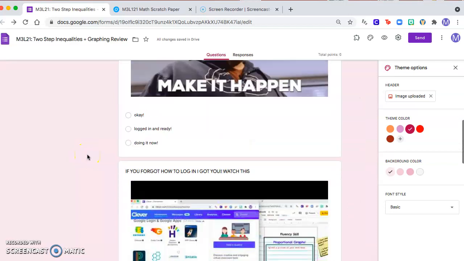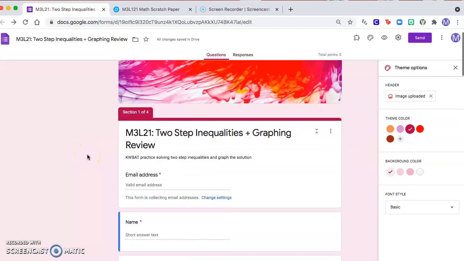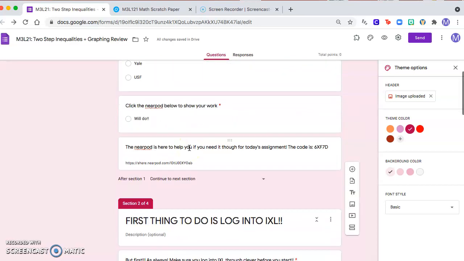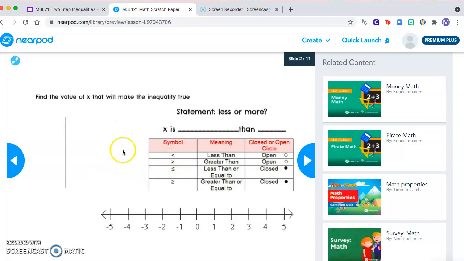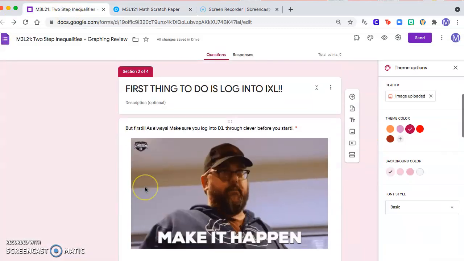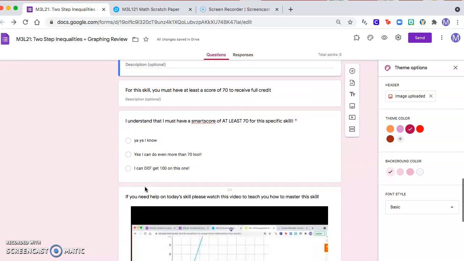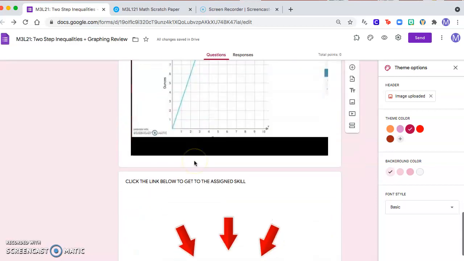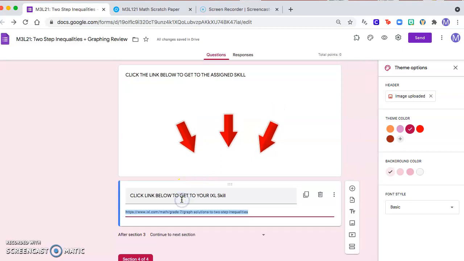Hey, seventh grade. So today you guys are going to be practicing inequalities. And so the Nearpod is here to help you show your work when you are doing the IXL skill. So I'm just going to quickly show you at the bottom. So you need a score of 70 to get full credit.